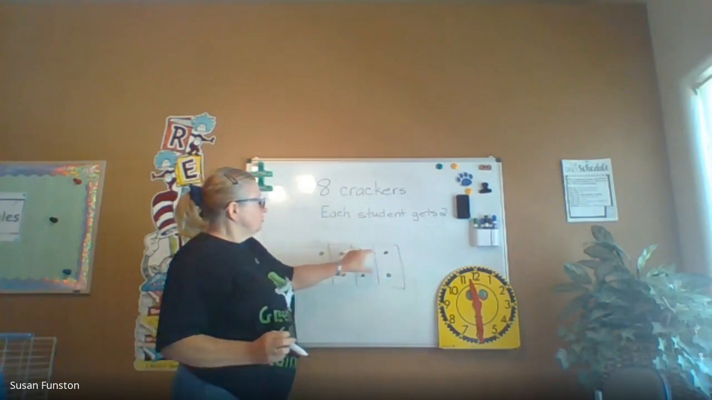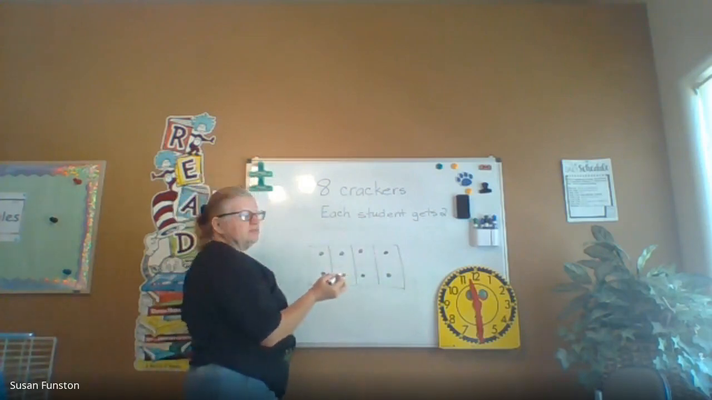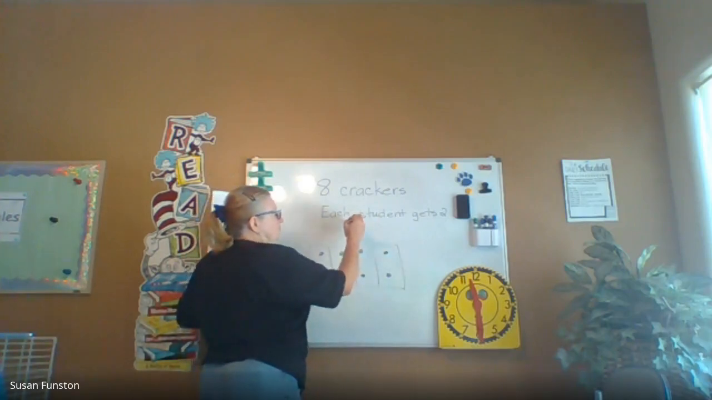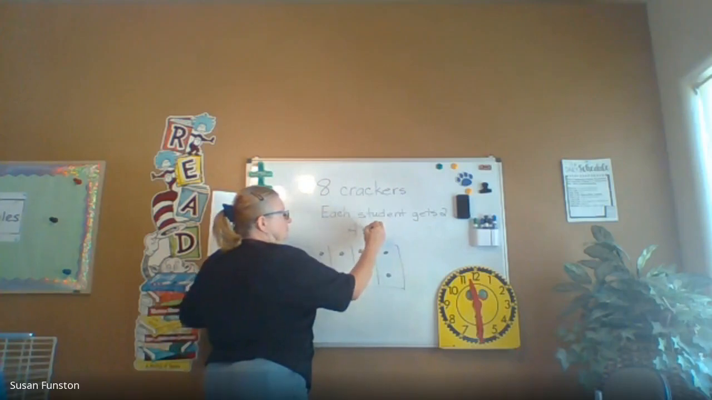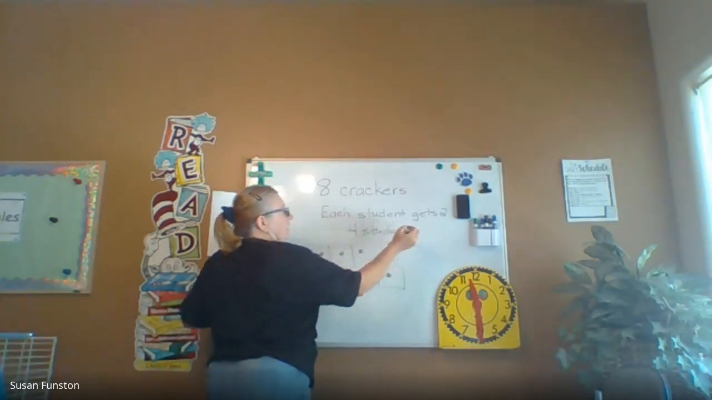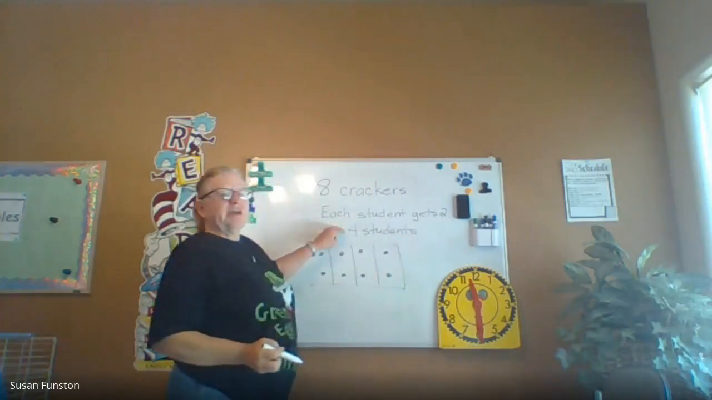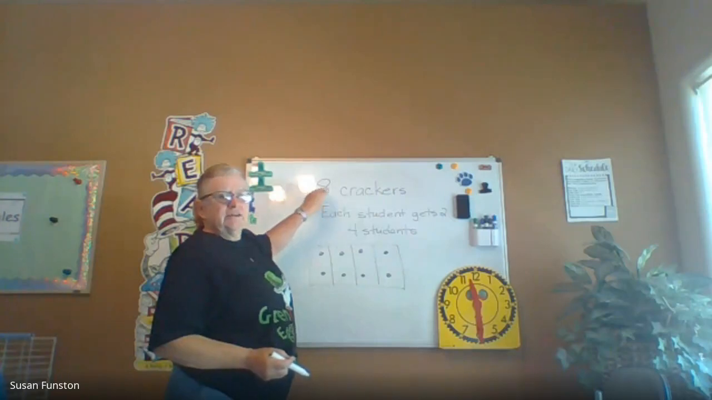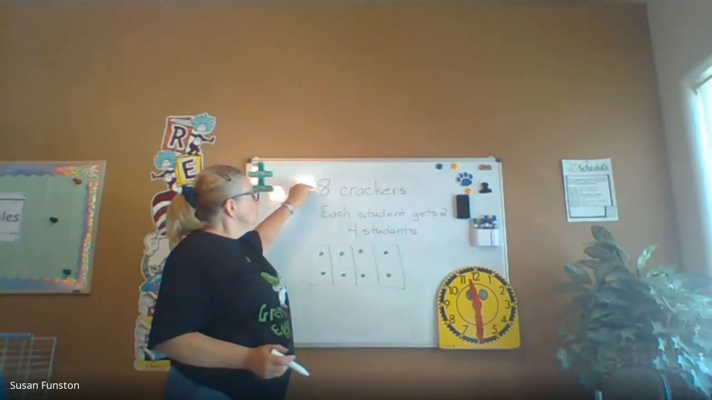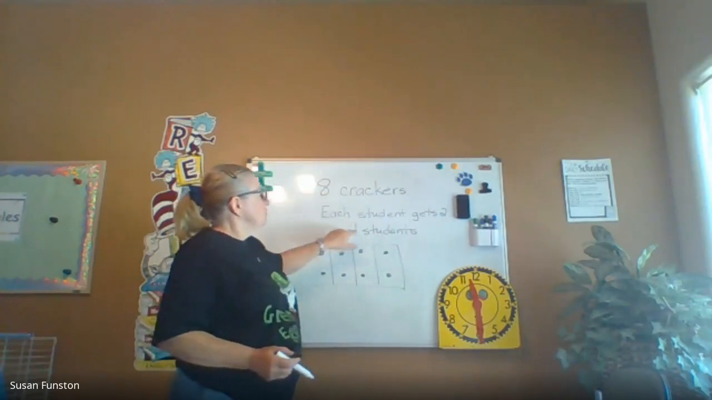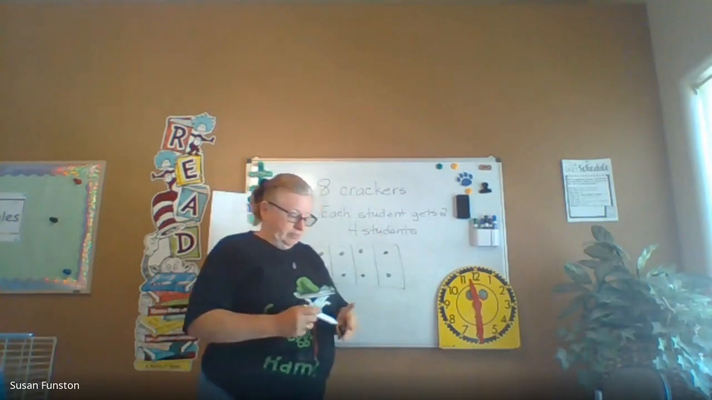Here are the 2 that each student gets. So how many students did I end up with? 1, 2, 3, 4 students. And we'd end up with our same multiplication and division problems. 4 times 2 equals 8. 2 times 4 equals 8. And our same 2 division sentences, 8 divided by 2 equals 4, or 8 divided by 4 equals 2.